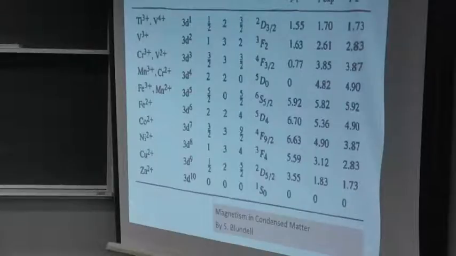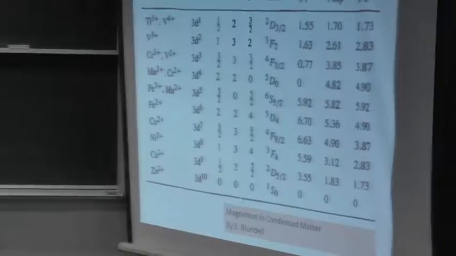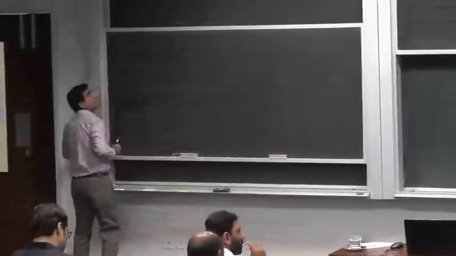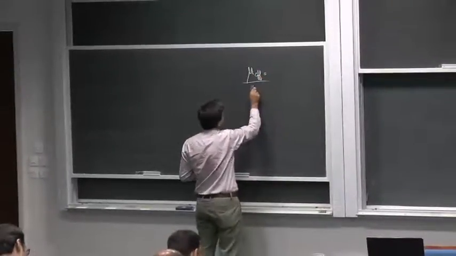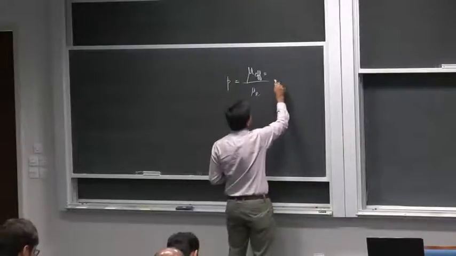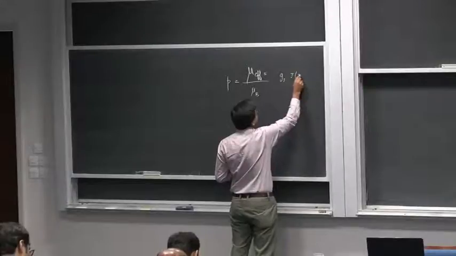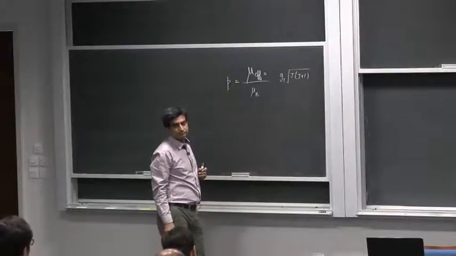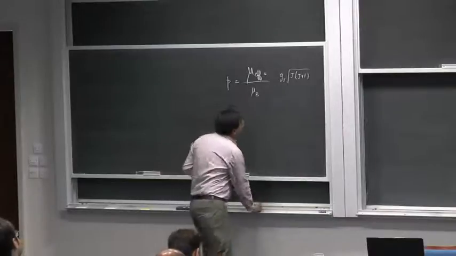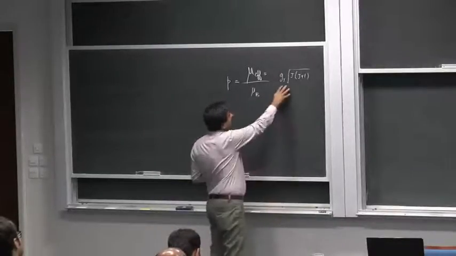However, if we come to the 3d ions, we apply the Hund's rules once again, we find the term symbols. This is the theoretical effective magnetic moment that comes out. Okay? So the effective magnetic moment, you might all recall, is given by mu_eff over mu_B, which is what we've defined as p here. And this is g_J times the square root of J(J+1). Okay? So this value is plotted for all of these ions. This is the value of p.